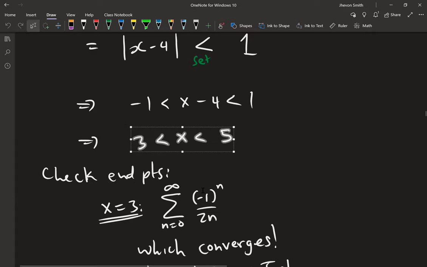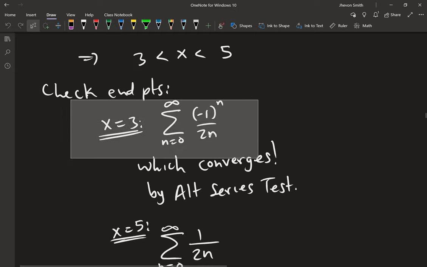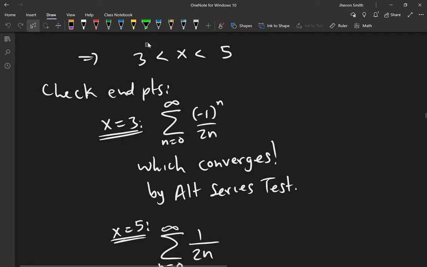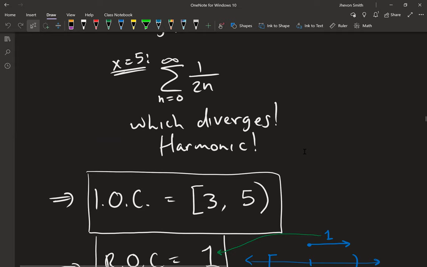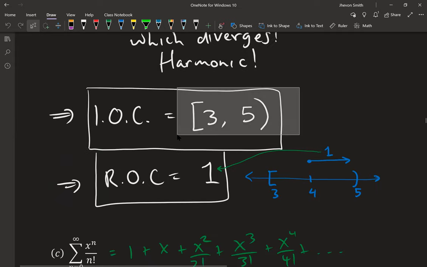Now we test the endpoints, and we realize that at 3 it converged. However, it converged by the alternating series test, which means the convergence at the point 3 is actually conditional. At 5 it did not converge. So basically what we can get from that is that on the open interval 3 to 5, it converges absolutely.